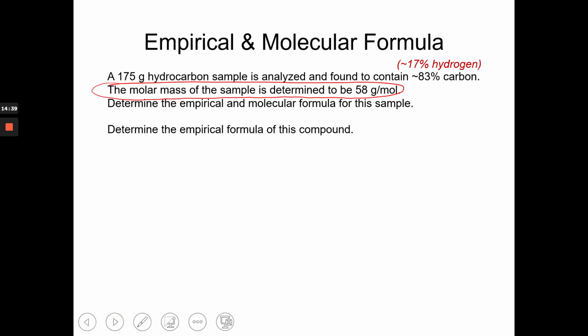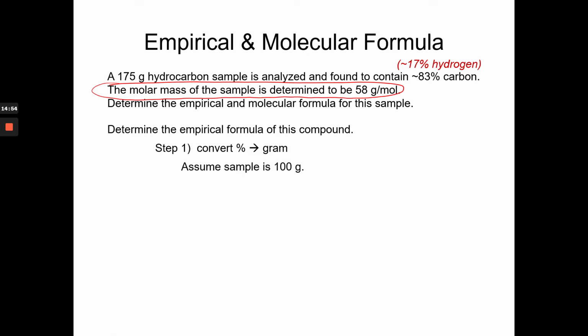So the first thing we're going to do is get the empirical formula that we want. So we have to convert percent to grams. Well, we already have the percentages, 17%, 83%. So let's just write them down, assuming a 100-gram sample. Again, remember, the sample size they give us, we don't need to worry about that. We're just always going to assume a 100-gram sample. So we have 83 grams of carbon, 17 grams of hydrogen.